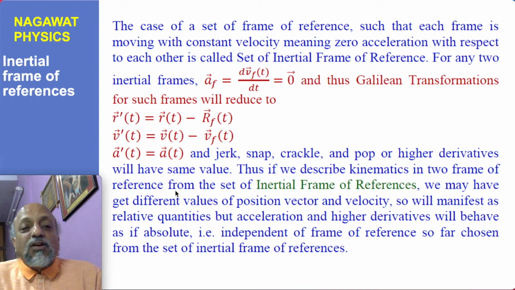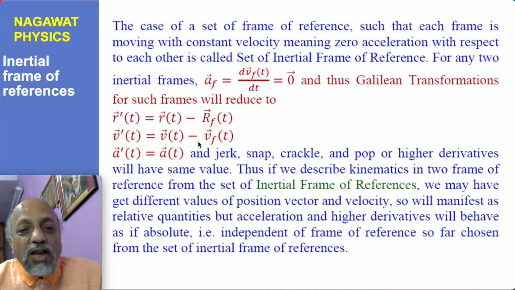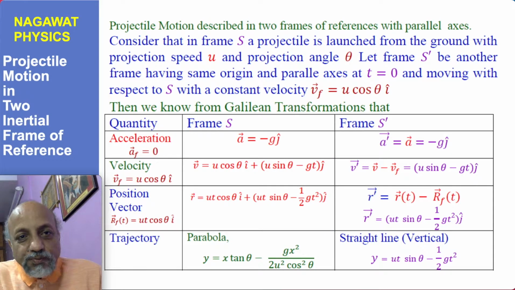So the set of inertial frames of reference helps us in reducing the Galilean transformations to two relations: the Galilean transformation of the position vector and of the velocity vector. And for all other higher derivatives, the values are the same in all the inertial frames of reference.